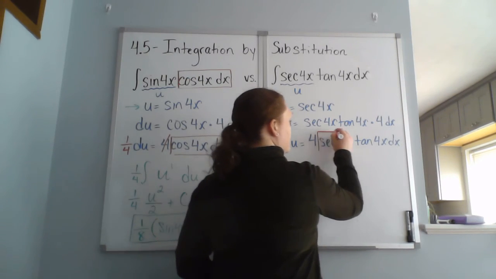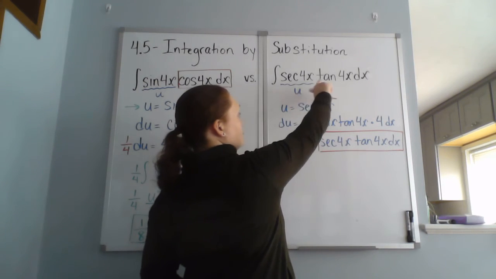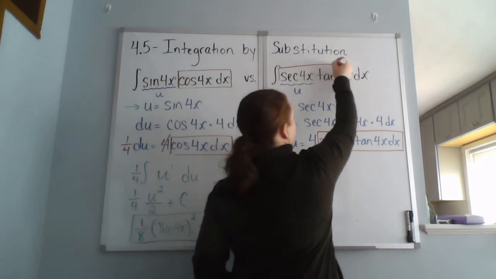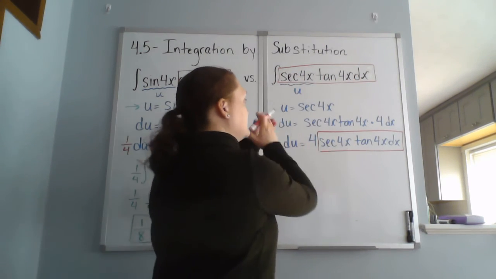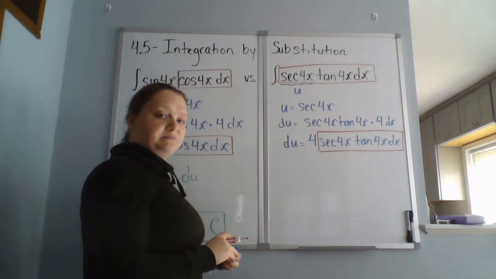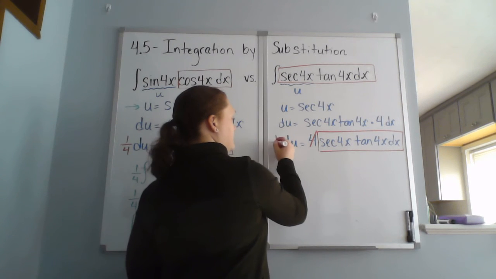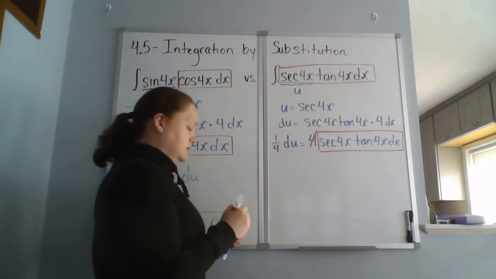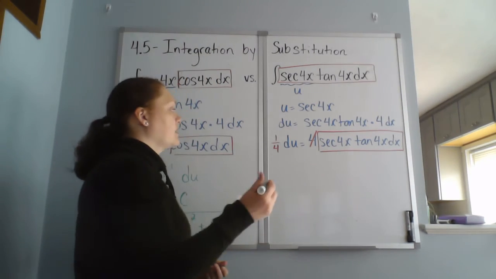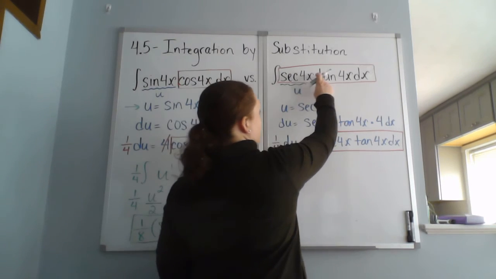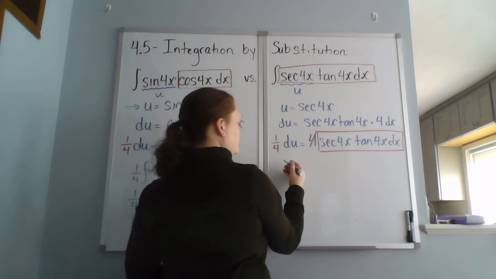See this guy right here? All of this, that's exactly the original integrand. We've never had this happen before where our derivative contained the entire original problem. Okay? So we're going to divide that 4 over like we did on the other one, make that a 1/4. And now we're ready for our rewrite. So this whole thing in the red box is replaced by the 1/4 du.